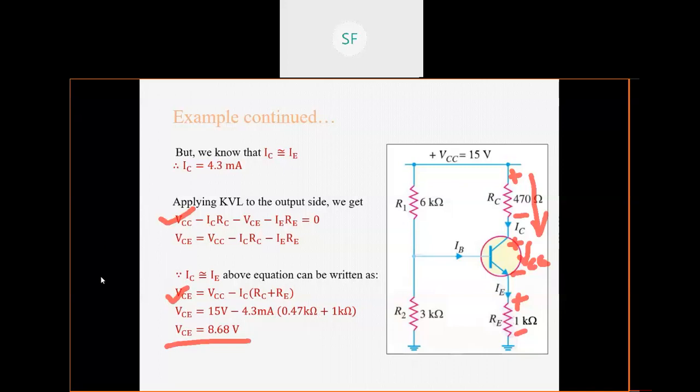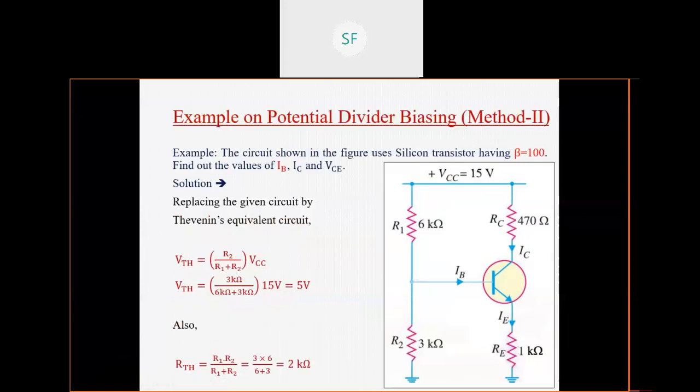This much part we have already seen in the last session. Now we will proceed with today's session, and we will solve the same example by the second method. Okay. So now there are two important points you should remember about potential divider biasing in method 2. Method 2 is nothing but Thevenin's theorem.